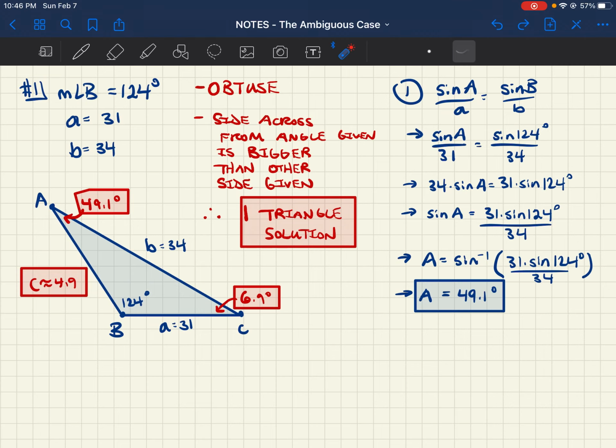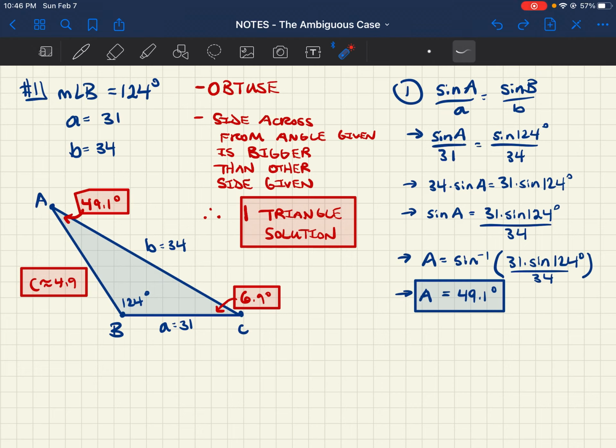And notice we get this right here. Sine of A equals 31 times the sine of 124 degrees over 34. Notice I'm not calculating anything yet. I don't want to have to start rounding yet. I don't want to round, honestly, until the very end when I have to. So we're trying to figure out what angle A is. Well, let's take the inverse sine of both sides. So we get that A is the inverse sine of 31 times the sine of 124 degrees divided by 34.